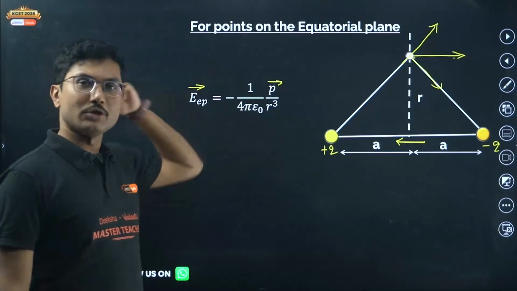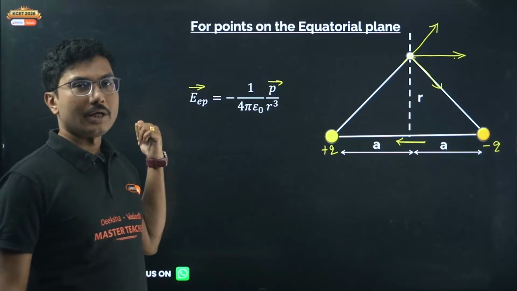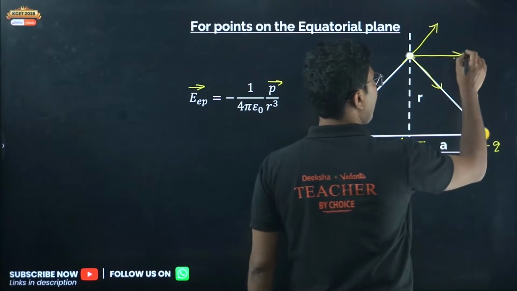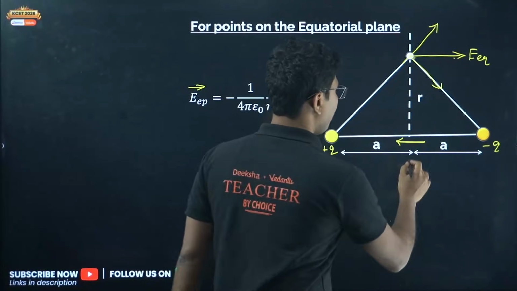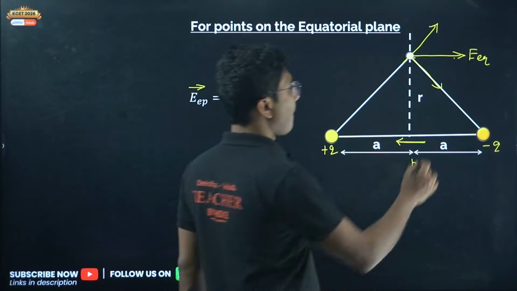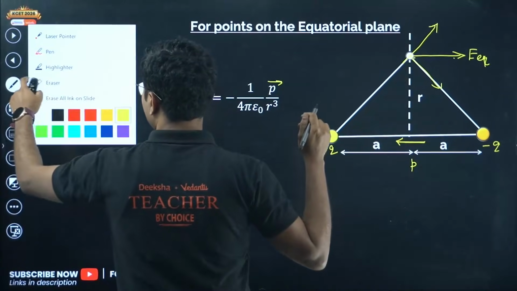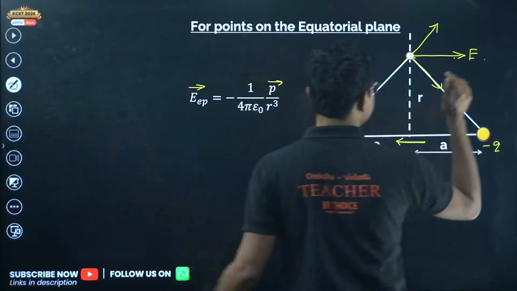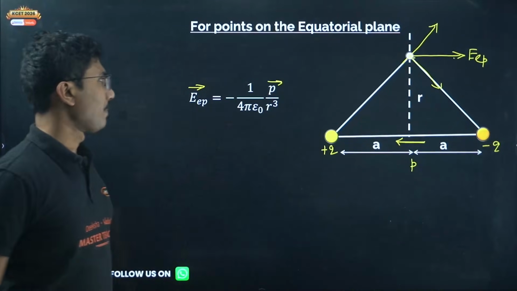While doing the derivation you may not get this negative sign, but it will appear if you put the vector form. Electric field is in this direction and dipole moment is in this direction. And again, if you want the derivation, check my Brahmastra video on electric charges and fields. There I have done this derivation.